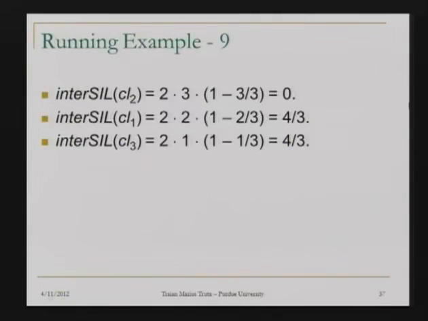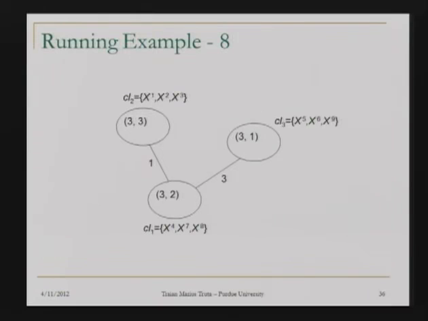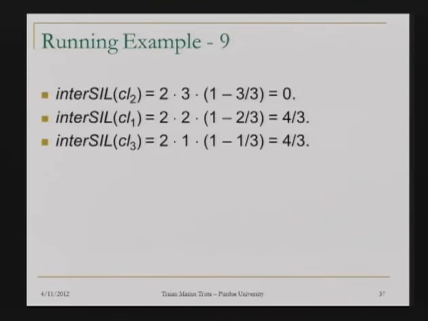Okay, so why is Cl2 0? Because Cl2 has 3 edges, and remember what I said in that example. When you have 3 nodes and 3 edges, you actually know the structure. So there is no information loss. If we apply our formula, we compute it and it's 0. It's exactly what we expected, correct?